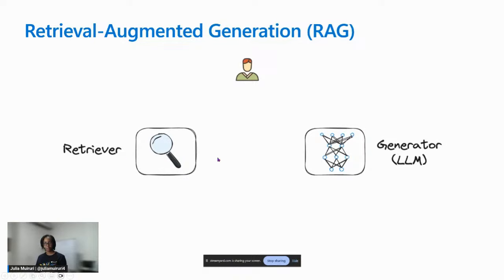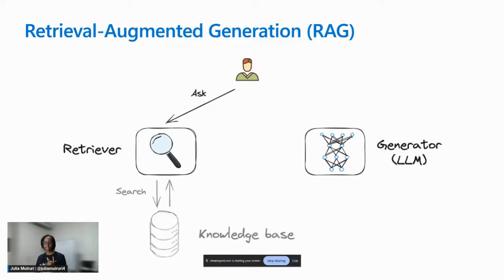We have a retriever and we have a generator, okay? Basically, when a user interfaces with your solution, they're going to ask a question, all right? This question is going to be picked by the retriever, and the retriever is going to perform a quick search into the knowledge base. Based on the question, it's going to return the relevant document or block of information that is likely going to contain the answer this user is looking for, okay?